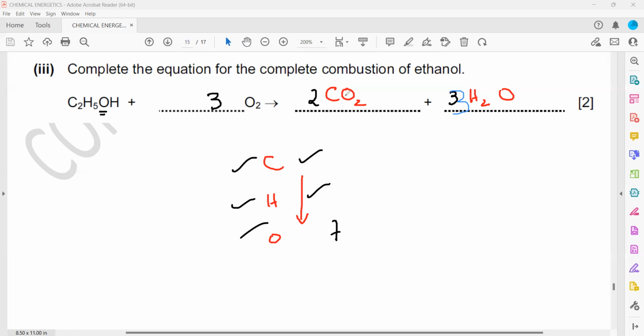If you start with hydrogen or you start with oxygen, I'm not saying you will get a wrong answer. It's just that you may not be able to balance it in a short time. Right. So these are the tricks. For a combustion equation, it's carbon, hydrogen, oxygen. For a normal acid base equation, it's oxygen, hydrogen, and other elements.